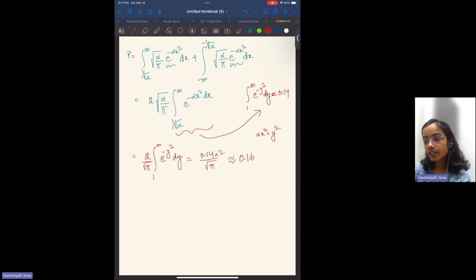So that means the probability of finding this particle in the non-classical region is 16%. Okay. So this is how you can calculate the probability of a particle in a non-classical region.